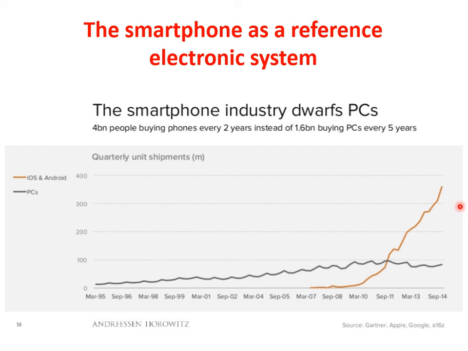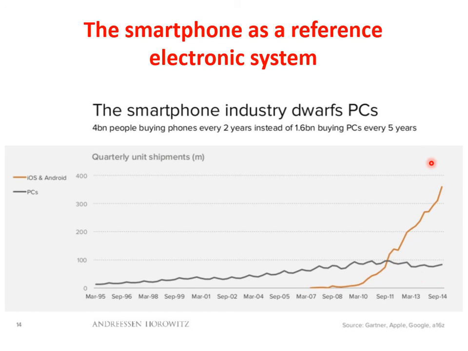This is something that I already told you. If you plot the shipments of units, this is not the price, this is the shipments of units, smartphones versus PCs, you can see here, of course, the PCs started a lot earlier, but then in terms of unit sales in 2011, the number of smartphones sold was larger than the number of PCs sold. And then the difference is still increasing. This is more or less constant. It's not increasing anymore. This is going up sharply.